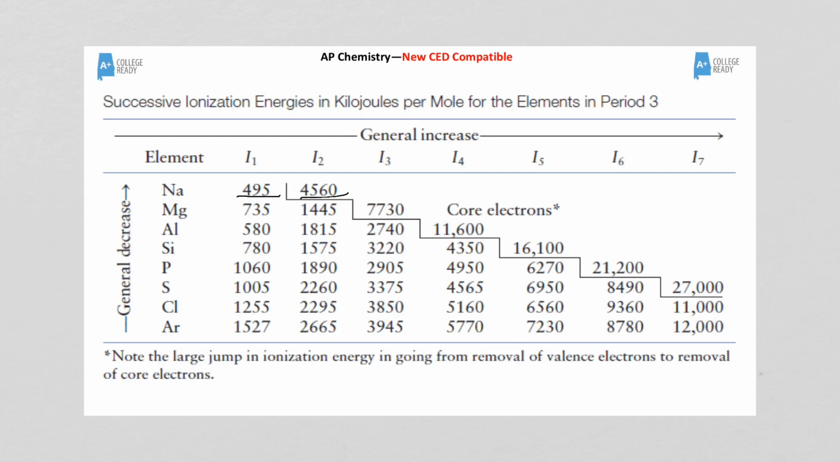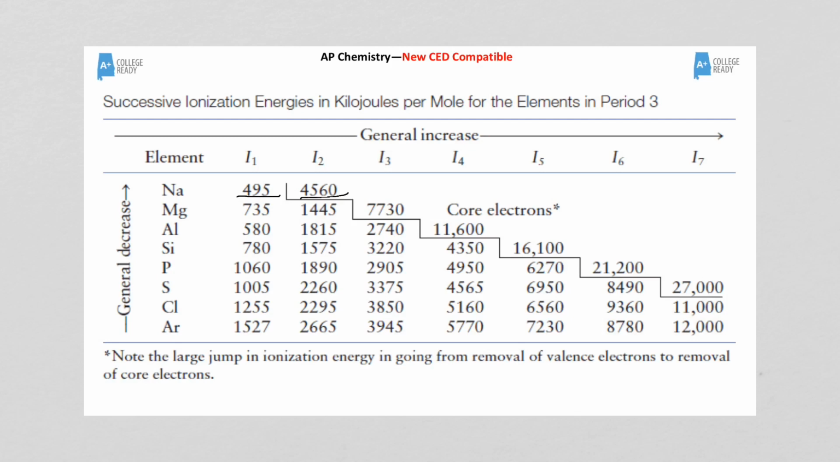So let's look at why these stairs are highlighted like this. Let's just think about this. Sodium didn't take much energy to remove the first electron from a sodium atom, but when you try to remove a second one, it greatly increased.